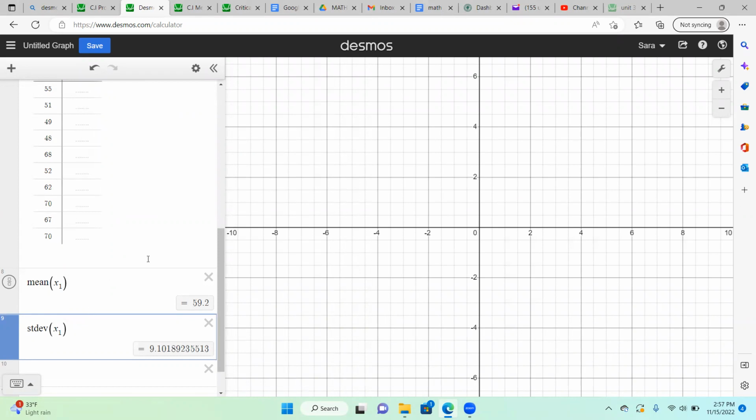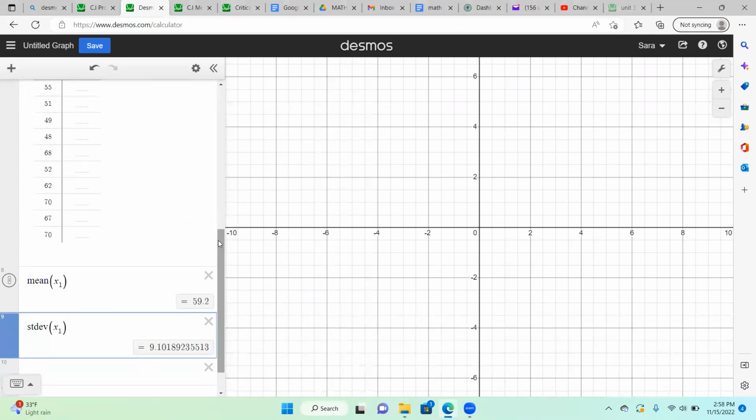I'm just going to double check my data points: 70, 67, 70, 62, 52, 48, 49, 51, 55. Yeah. And then our standard deviation, S, is equal to 9.102. You should be trying all that on your own.